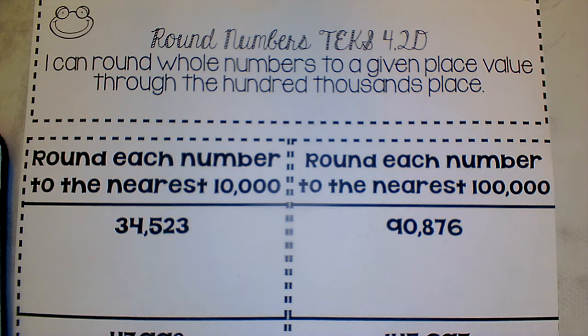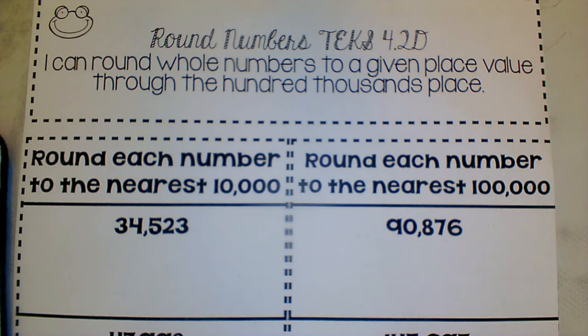Okay, so the standard or objective that we are talking about today is TEK 4.2D. The I can statement that goes along with that is I can round whole numbers to a given place value through the 100,000th place. So before we start that practice, I want you to have a guide in your journals. Okay?